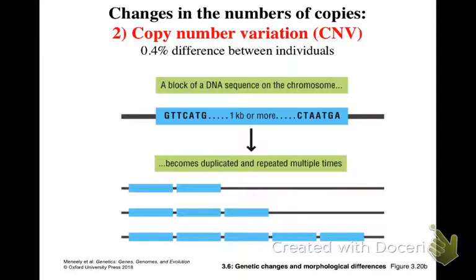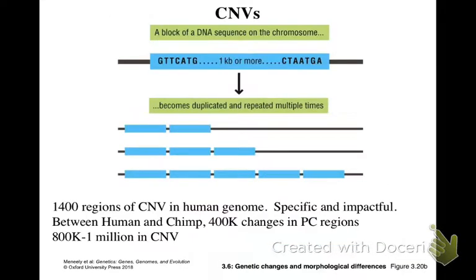Okay, for time's sake, I jumped a few slides here to the CNV discussion, copy number variation. Like I said, copy number variation can be a few bases and can be up to 1,000 base pairs and a lot more than that. Our book is going to call CNVs 1,000 bases or more. And those can be repeated many, many times. And so we get changes in the number of copies of things through copy number variation.